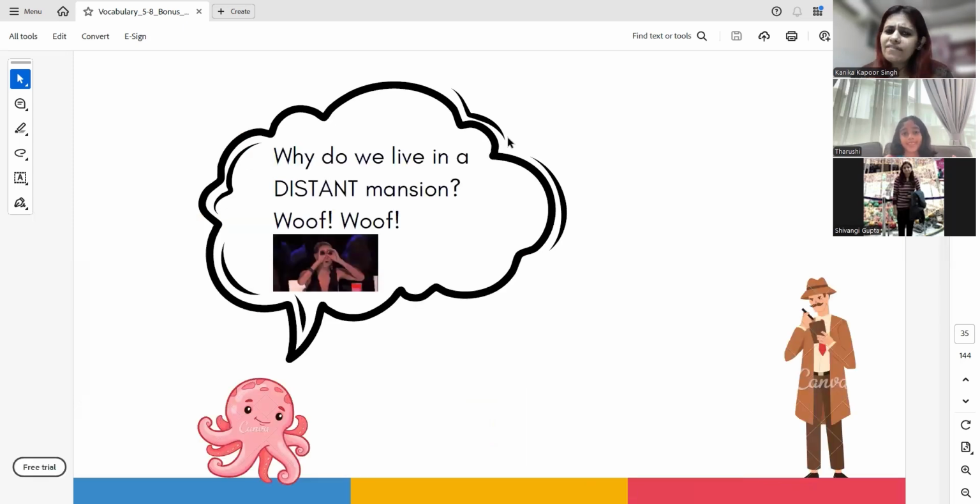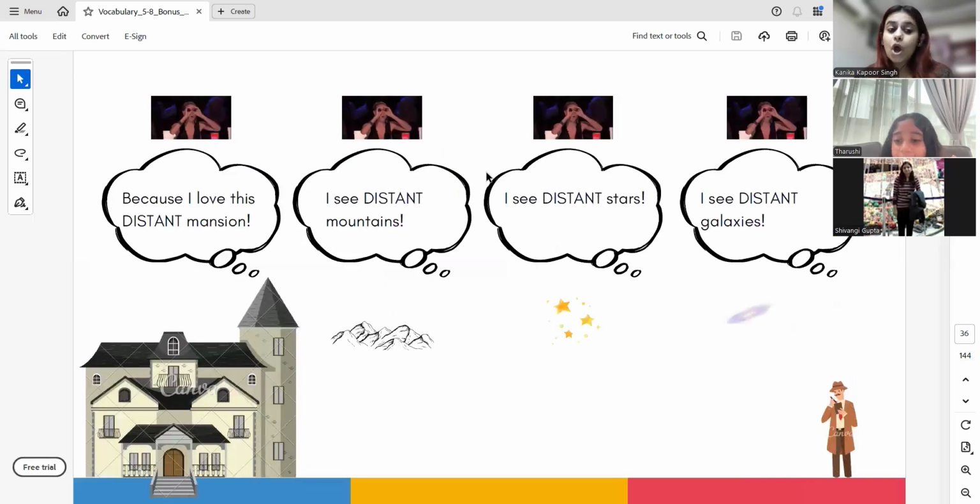Now, why do you live in a distant mansion? So the Pactopus just asked Sherlock, why do you live in a distant mansion? Can you figure it out, Tharushi? Why Sherlock used to live so much far away? I can't figure it out. Okay. Because I love this distant mansion. So Sherlock answers, because I love this distant mansion.